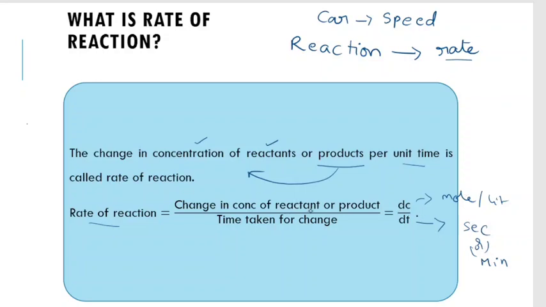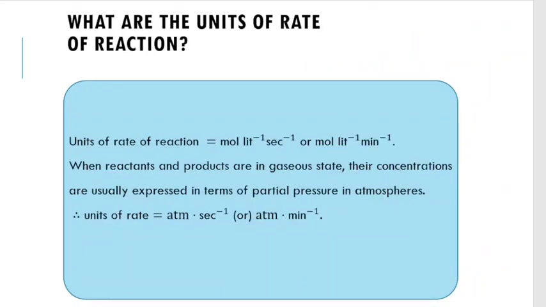Suppose the reactants or products are taken in the gaseous state, then instead of the concentration, we measure the pressures of the individual reactants and products. In that case, for the pressure, the unit is atmosphere, right? So the units for the rate of reaction are either moles per liter per second or moles per liter per minute.